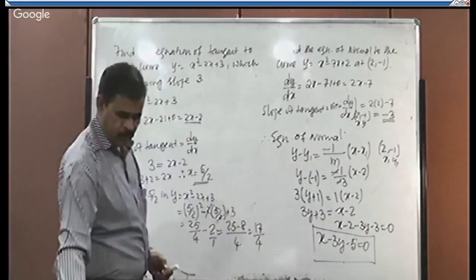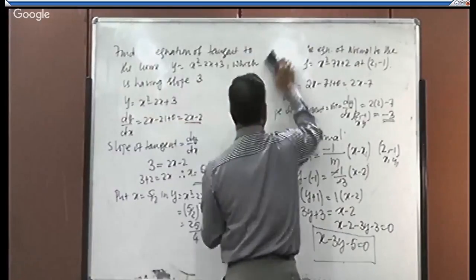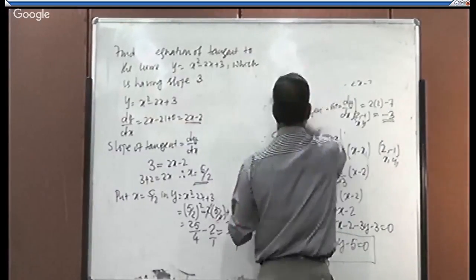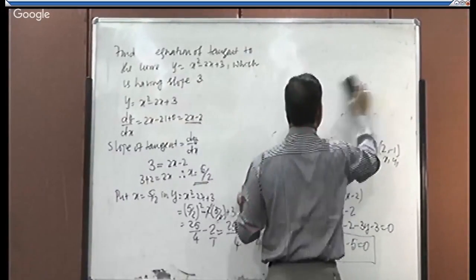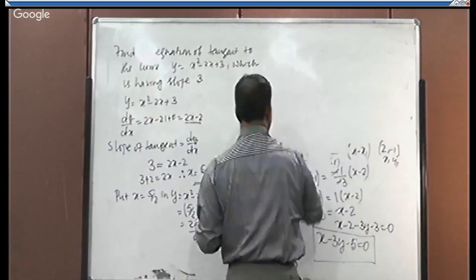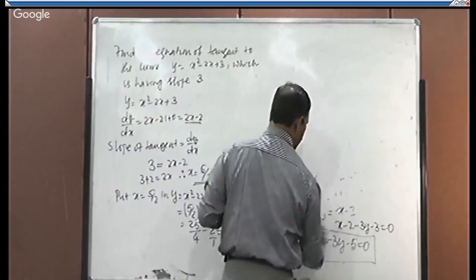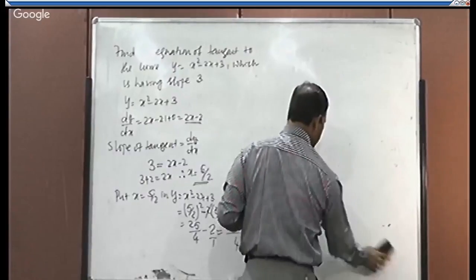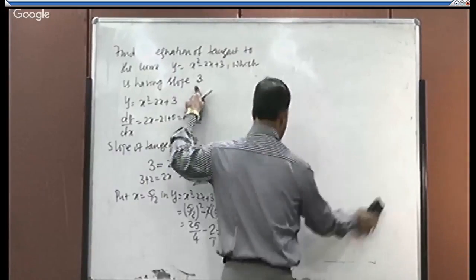Therefore, we got the passing point. What is the passing point? It is the point on the curve at which the tangent is having slope 3.